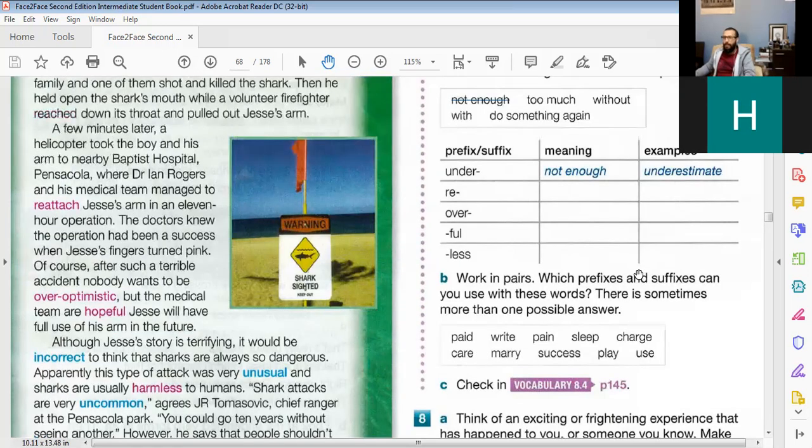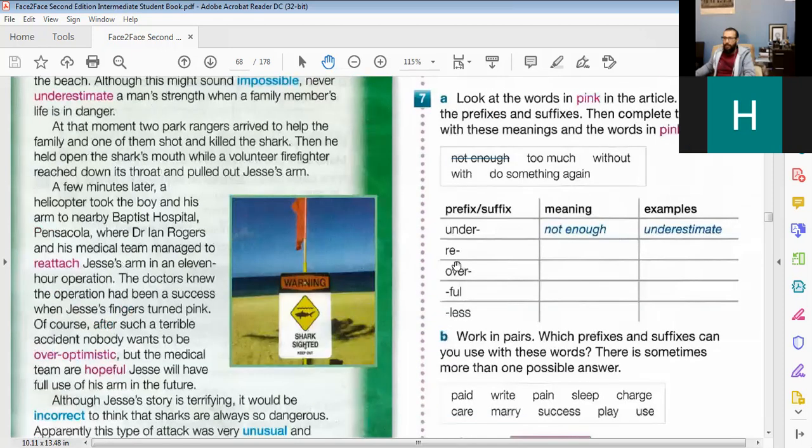All right, so now we know which ones are which. Now we want to see the meaning itself. So for example, when we have the prefix re, what's the meaning? Is it too much? Is it without? Is it with? Is it do it again? Well, for example, here we have reattach. So reattach, do something again. Correct. That's right. So if you've got re, it usually means to do something again.